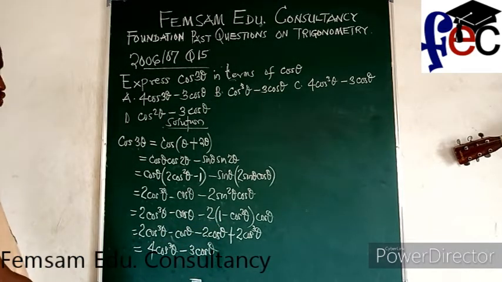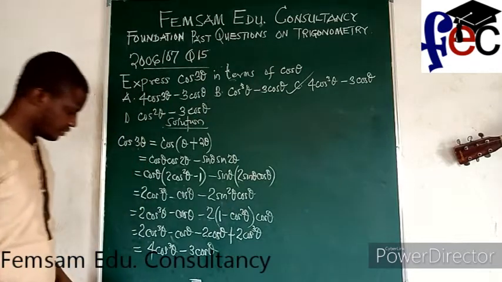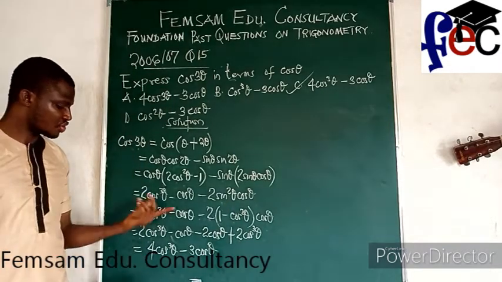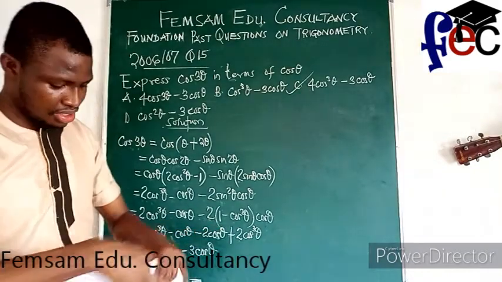So which one of the options corresponds with this? We see that that is option C. That's 4 cos cube theta minus 3 cos theta. It's as simple as that. Okay? Alright.